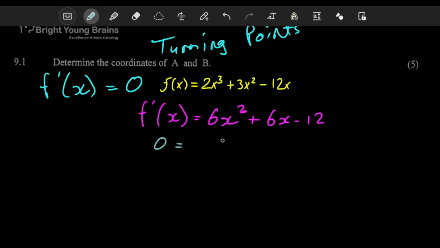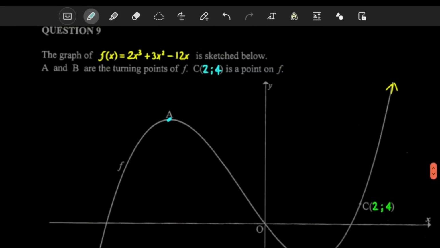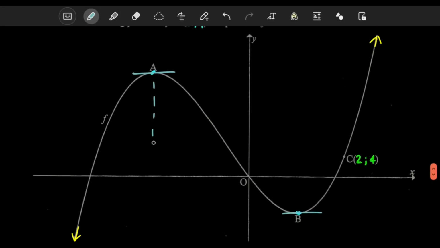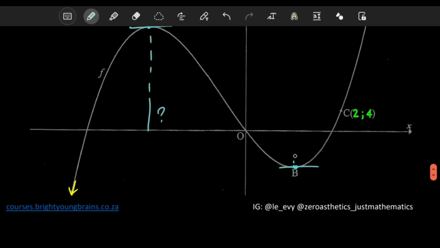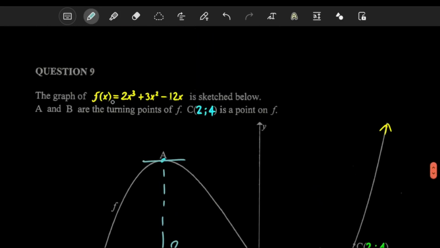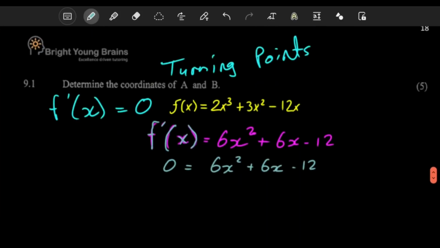So this is equal to 0, and now we just need to solve for x, because remember, at turning points the gradient is 0. So we are making the gradient 0, because your first derivative just gives you the gradient at any point. We want to work out the x value where the gradient is 0, because we know the gradient here is 0, and the gradient there is 0. So we are finding the x value here and the x value over there, because as long as we find those x values, we can throw them into our equation, because this equation gives us y if we give it x.